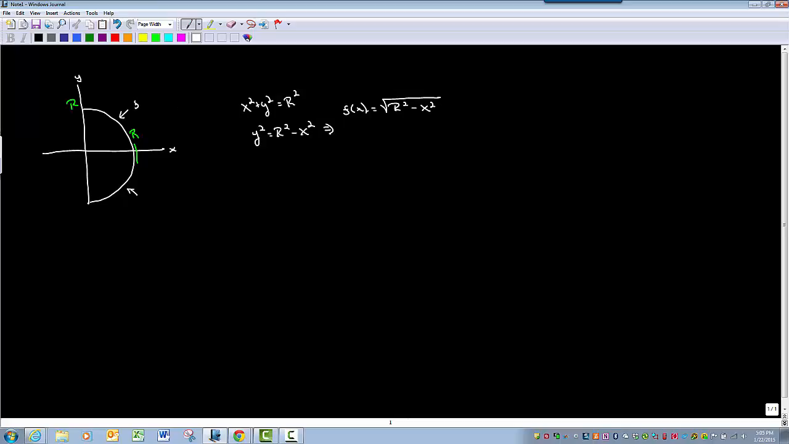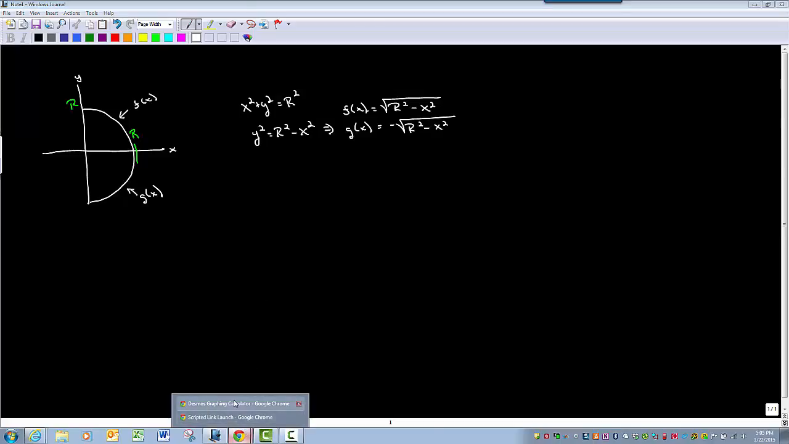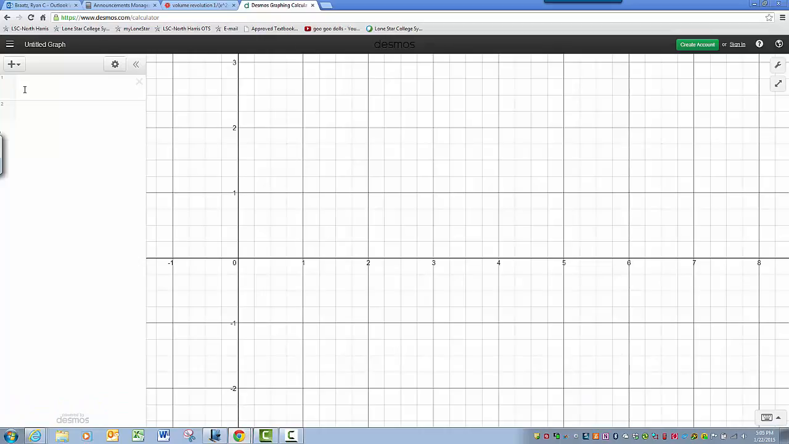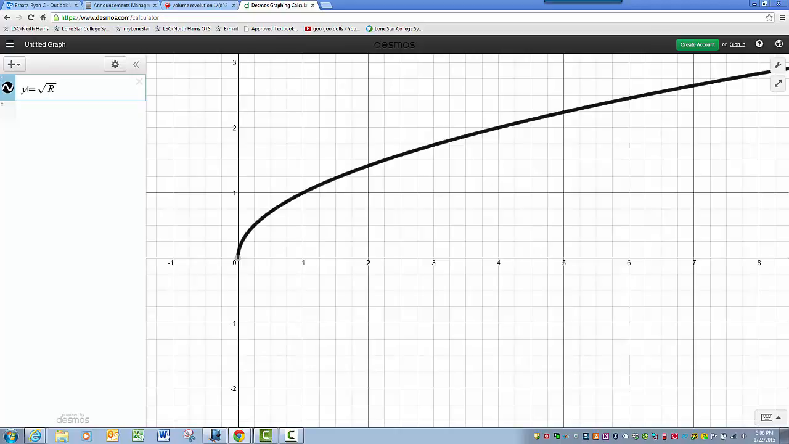This f of x will be this top piece. This bottom piece we'll call g of x. And so g of x is the negative version of this, negative the square root of r squared minus x squared, like that. So let's go to Desmos here. And I'm going to type in y is equal to the square root of, now I'm going to make r.